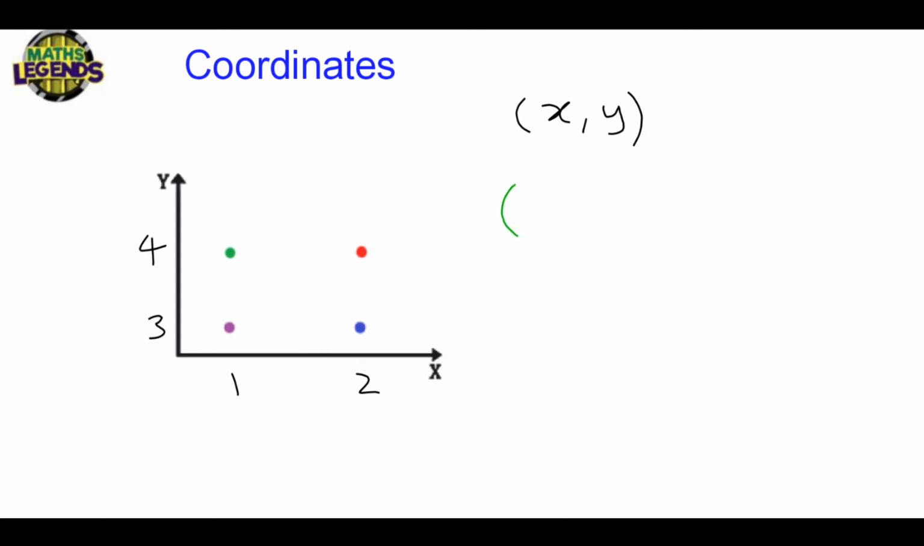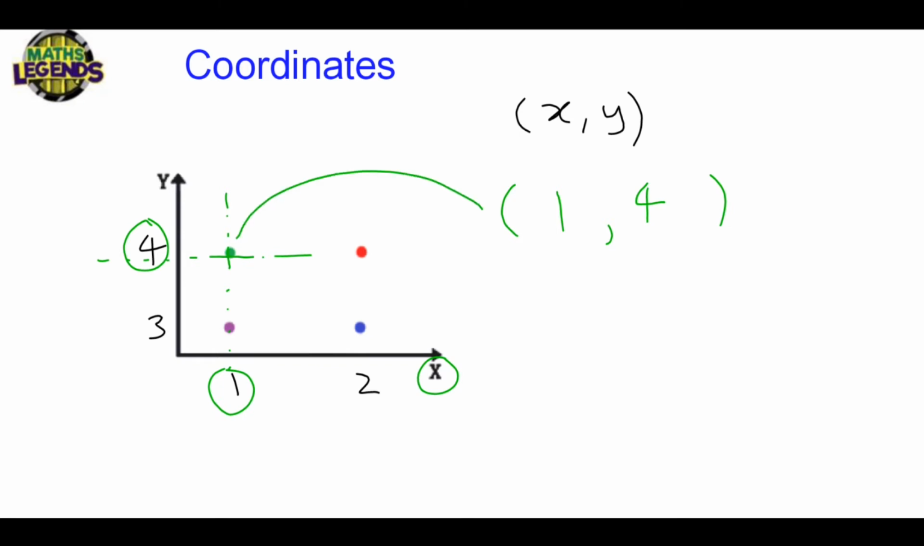Now the coordinates we will write for the green one. So we go down vertically from the green point and it goes to 1. So that means the x value, because it's on the x-axis, is 1. And then we draw a horizontal line from the green dot and it hits the y-axis at 4. So the y value is 4. So the coordinate of the green dot is 1 and 4. It's important always to put the x first and then the y.